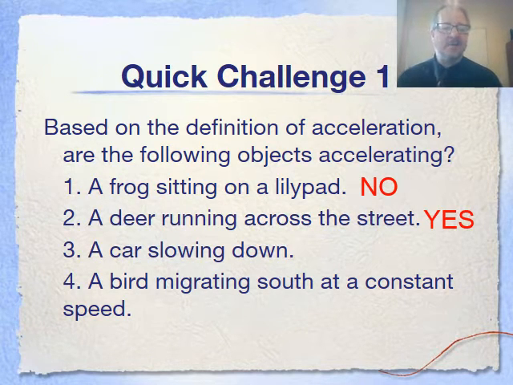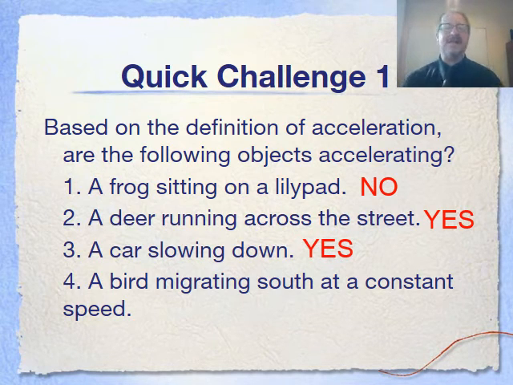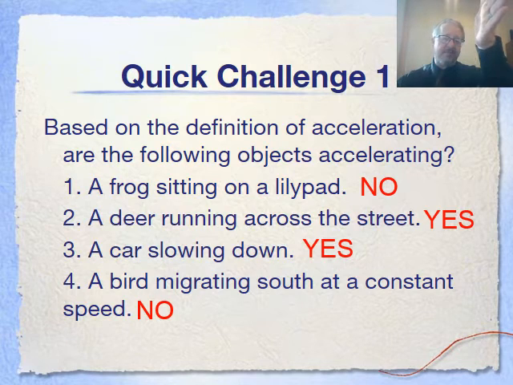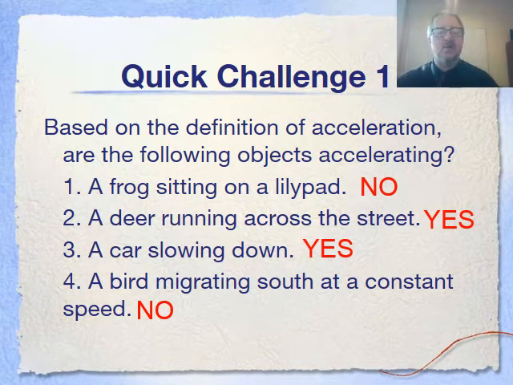All right, let's move on to number 3. A car slowing down, is that acceleration? Of course it is. It's slowing down. So we might call that deceleration, but it's still a type of acceleration because it's a change in the velocity. And lastly, a bird migrating south at a constant speed. That would be no. It's traveling in a straight path southward, and it's maintaining a constant speed according to our statement here. So we would have to assume that there would be no acceleration.